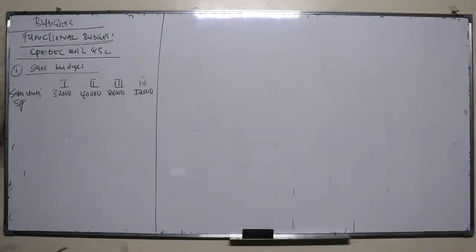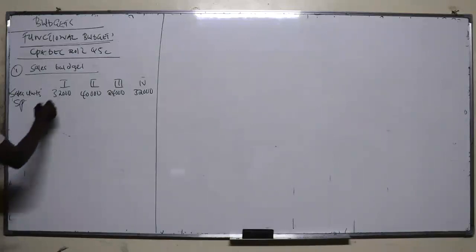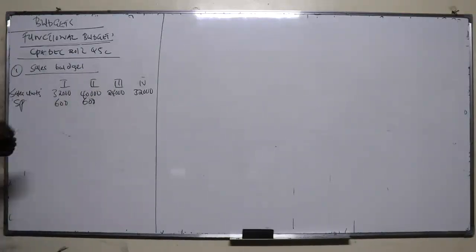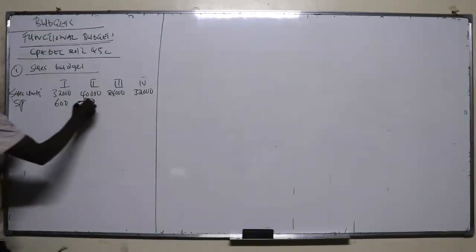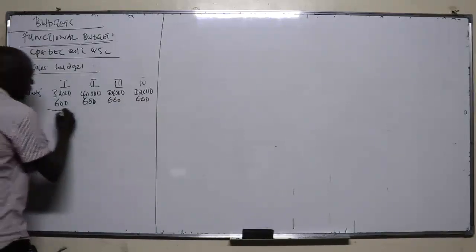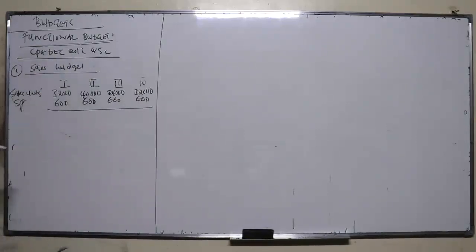And then from July, the price will increase by 10% from the current price. So for the first 2 quarters, the price is how much? 600. Then it will increase in the other 2 quarters by 10%. So it will be how much? This one will be 660, and this one will be 600 per unit. And then you multiply.